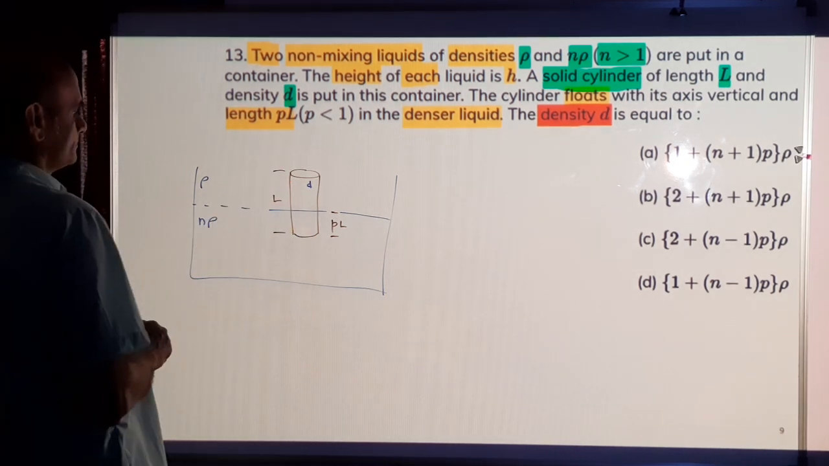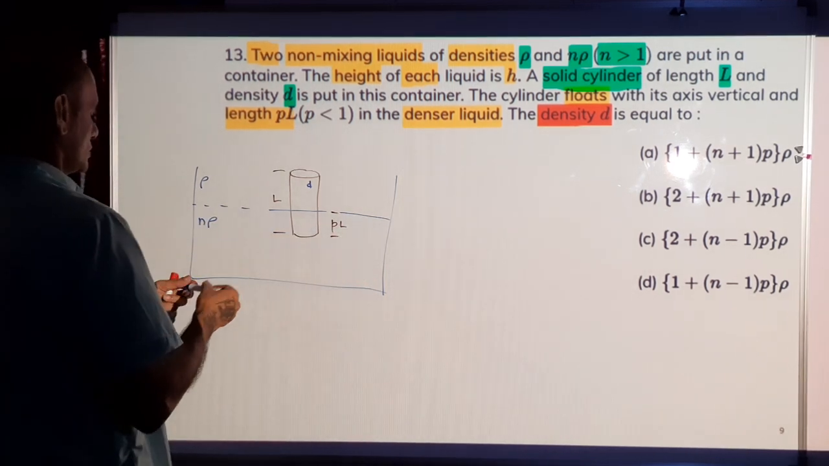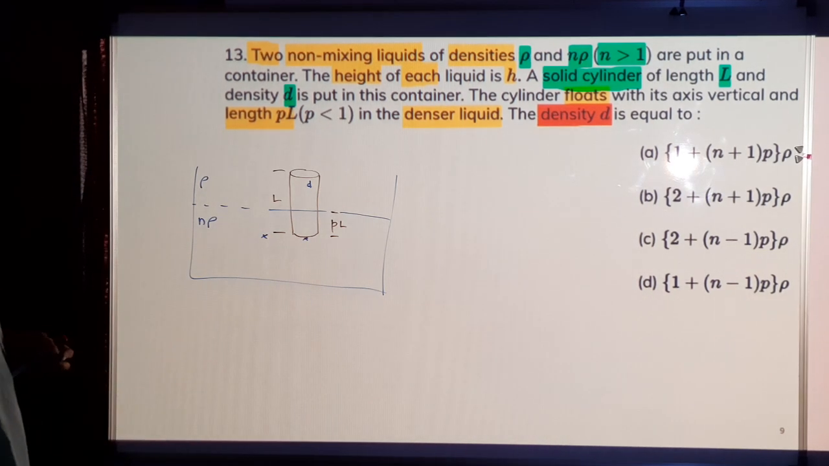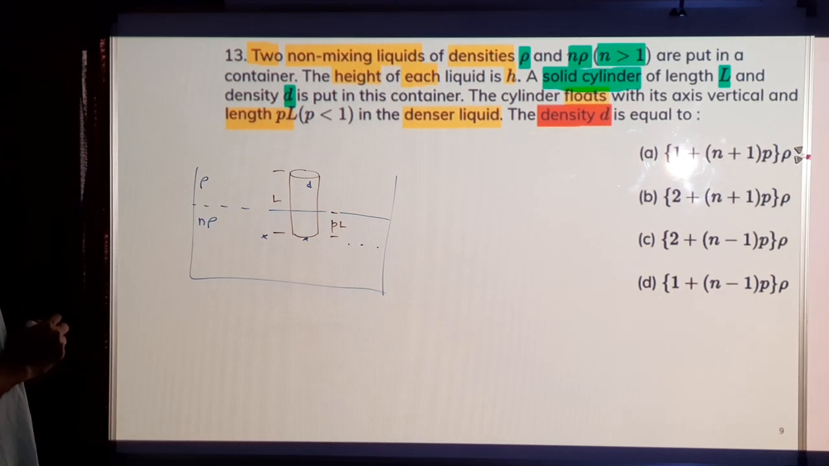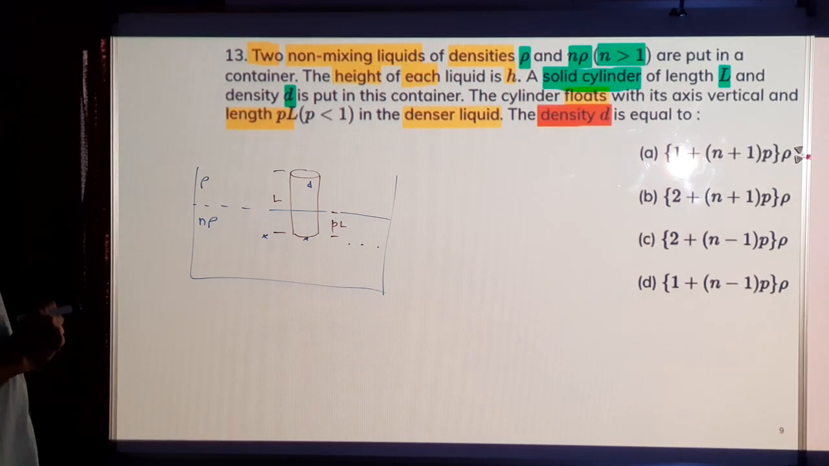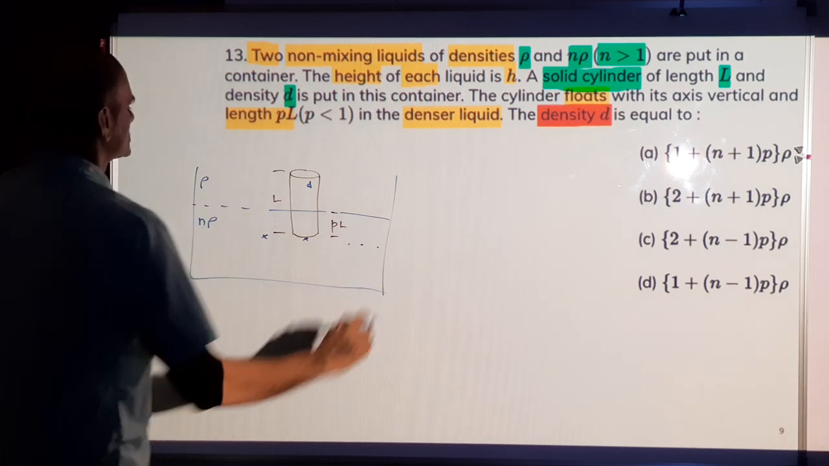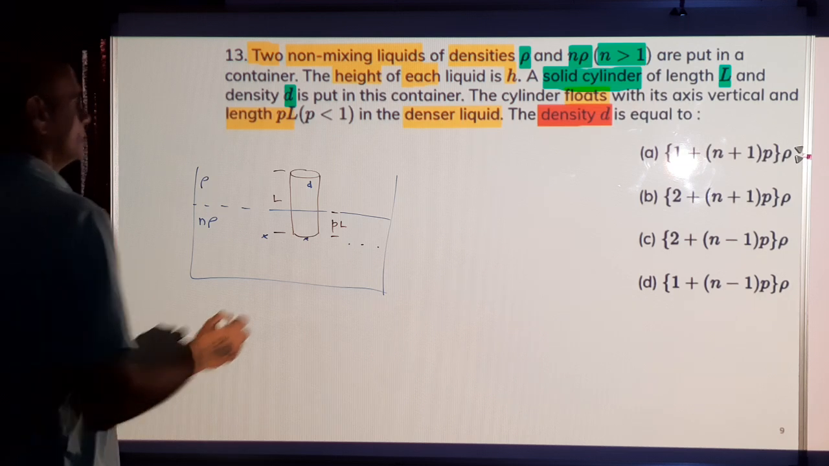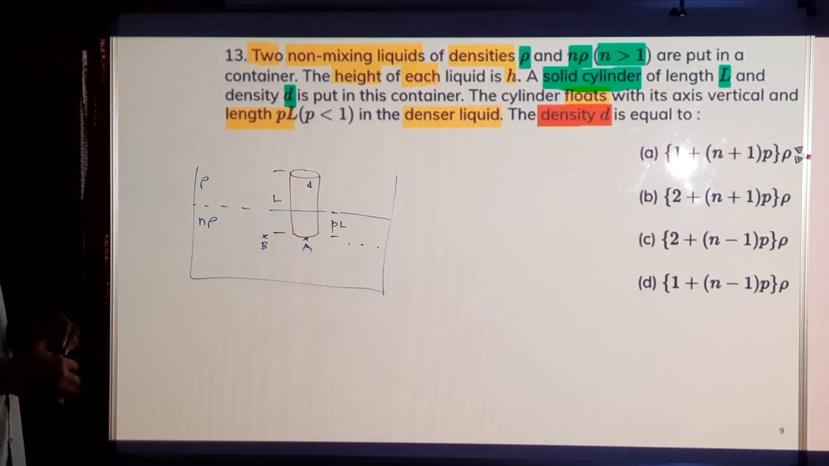Okay, this liquid is at rest, so pressure at this point and pressure at this point will be the same. In a liquid, pressure at any point at the same level will be the same. If the pressure is different, then the liquid will move and there will be mixing. Since it is a static condition, there is no mixing of liquid, so pressure at any point on the horizontal line is the same. So let me call this point A and this is point B. So pressure at points A and B are the same.